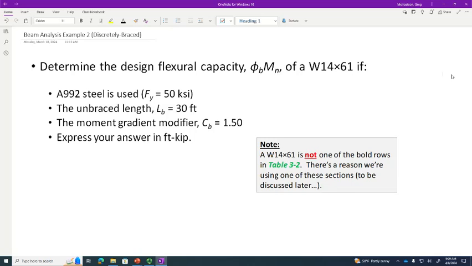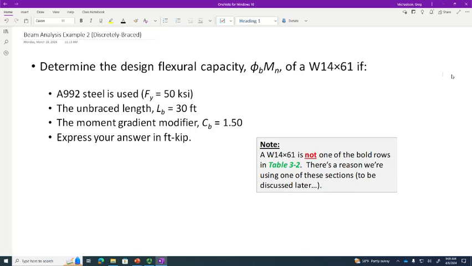So the first thing that we need to do is we need to figure out what zone we're in. Zone 1, Zone 2, or Zone 3. And in order to do that, we need LP and LR. Okay, so we want to look up LP and LR for a W14 by 61. But I'm going to go ahead and tell you the W14 by 61 is not one of the bold rows. Okay, it's not one of the bold ones. So it might take a little bit of time to find. And there's a reason we're not using one of the bold rows. And that'll make sense a little bit later.